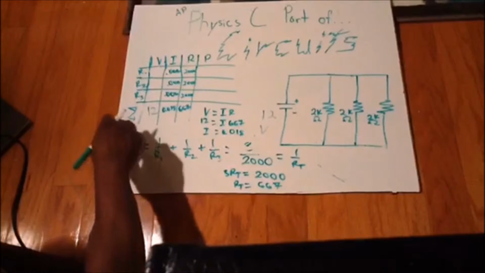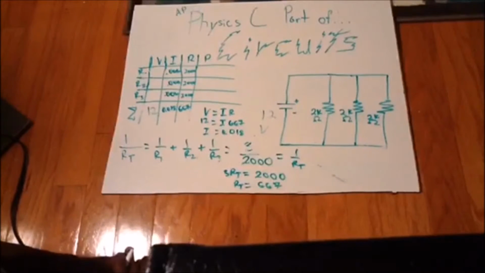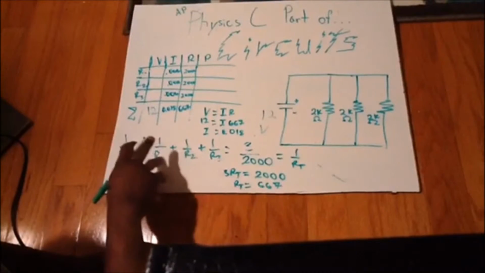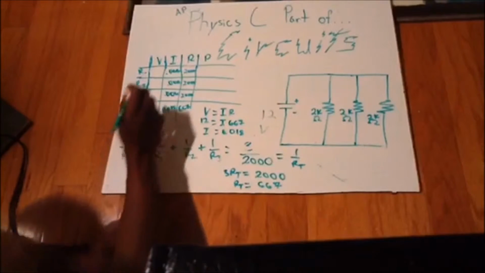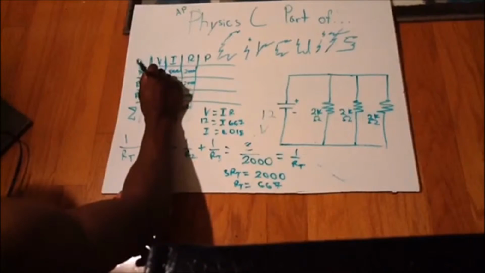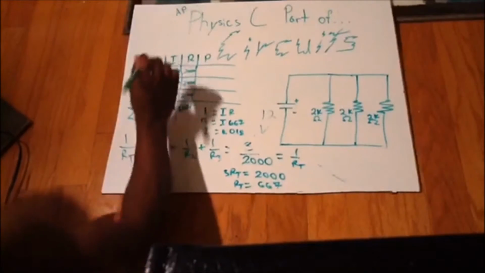Then lastly, for voltage, since there are 3 independent paths, the drop in voltage will be the same throughout, and in this case it'll be 12 through all of them. So it'll be 12, 12, and 12.